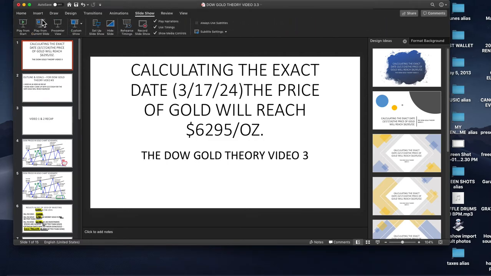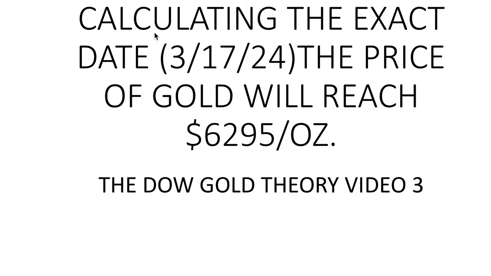This video is called Calculating the Exact Date. I got the date in there. The price of gold will reach $62.95 per ounce. I've already done that one in video 2, and that's what this video is about.